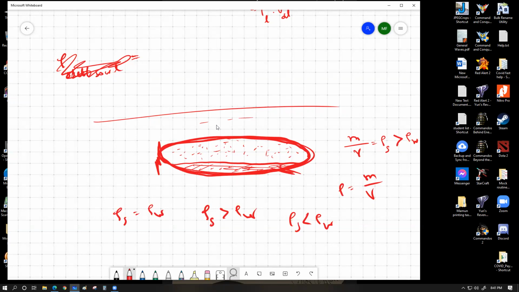Did you understand this part? Yes, sir. Sir, one question, sir. If the density of the submarine is equal to the density of water, how can it stay at a certain level below the water? It's going to be somewhere at the top of the water level, right, sir?